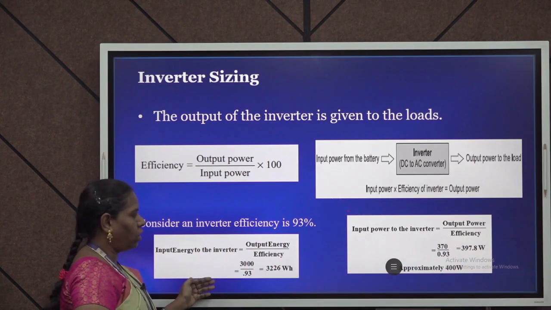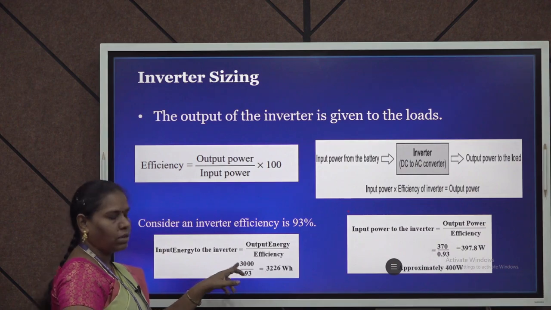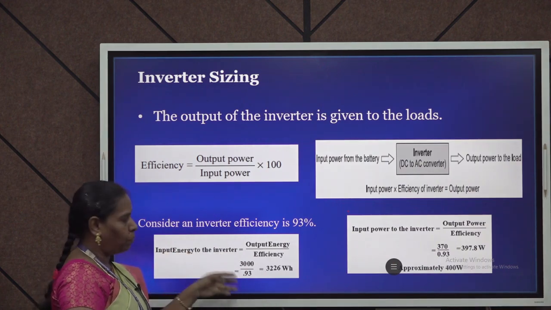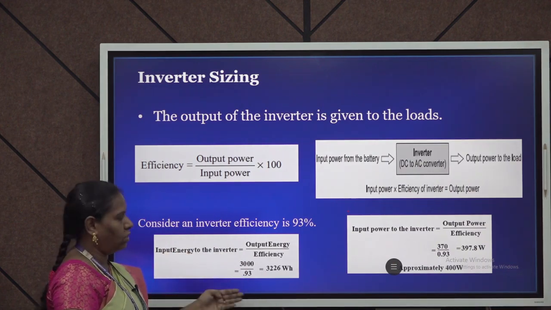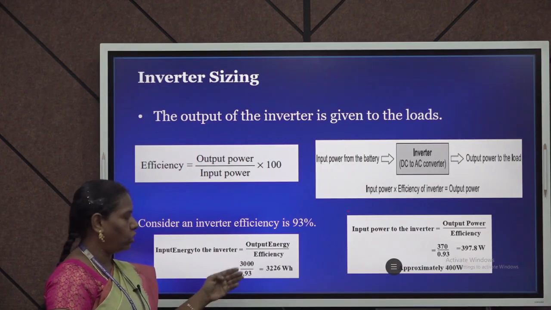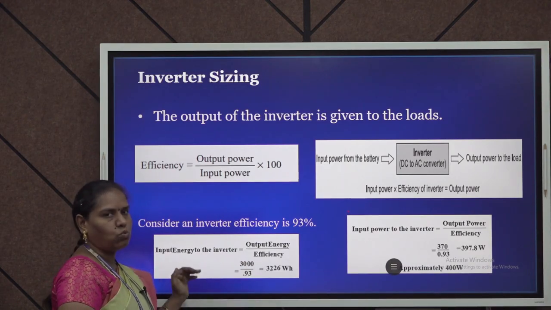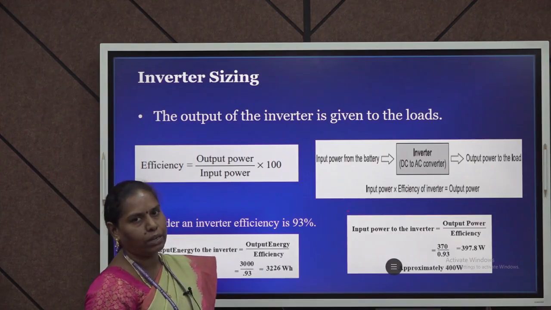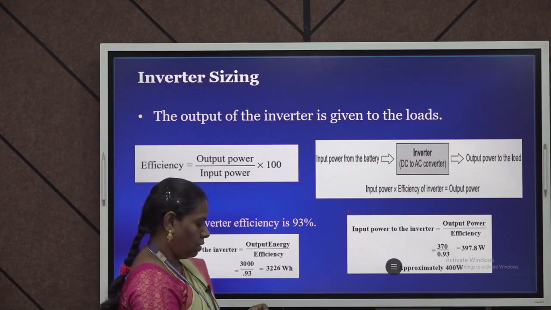Similarly, in terms of energy, the output energy is 3000 watt hour as per our previous step, and this is divided by the efficiency. So, the input energy to the inverter should be 3226 watt hour. So, this is the step by step procedure for finding the inverter sizing.